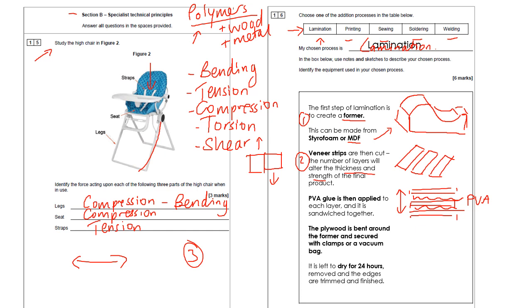The plywood is then bent around the former and secured with clamps or a vacuum bag. So some of you may have done this process where you bend the plywood around the former. So say that's the former, this is the plywood here, taking the shape. And then you might, for example, put some clamps that are going to apply pressure across it. But the other thing that you can do is put it in a vacuum bag.